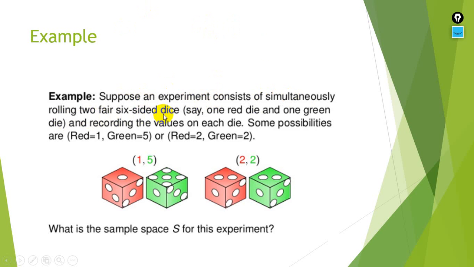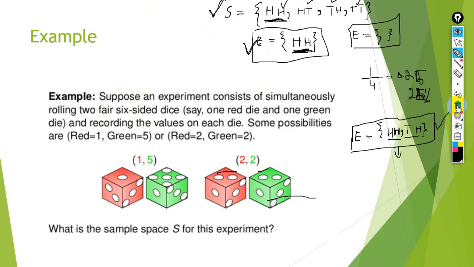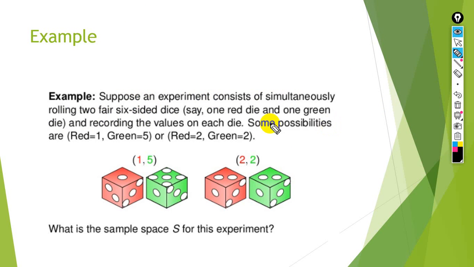fair six-sided dice. You understand that a die has six sides, right? Say one red die and one green die. We took two dice: one red die and one green die. And we record the values on each die, 1 2 3 4 5 6, up to 6 we have the value on the die. Okay, some possibilities are red is equal to 1, green is equal to 5, red is equal to 2, green is equal to 2.